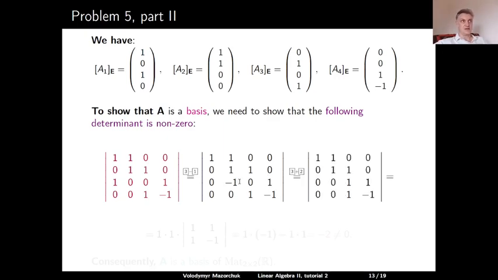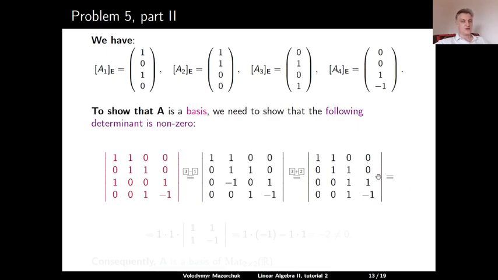And such manipulations with matrices do not change the determinant. So row 1, row 2, and row 4 remain the same, and row 3 becomes 0 plus 0 is 0, 1 plus minus 1 is 0, 1 plus 0 is 1, 0 plus 1 is 1. So we have the determinant of this new matrix.